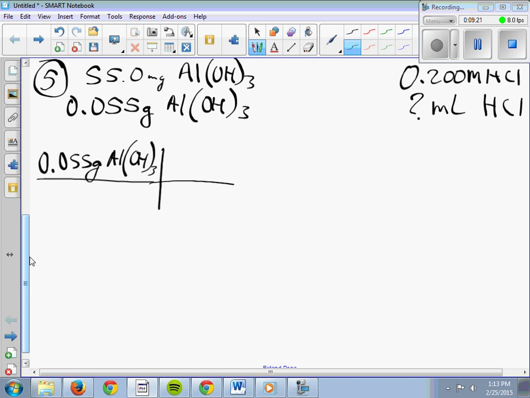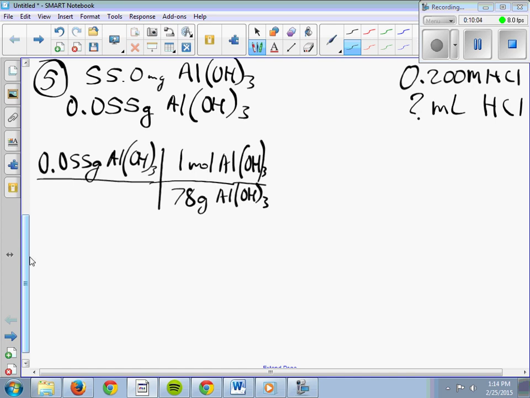So to figure out how many grams a mole of that stuff is, you take the mass of aluminum, 26.98, plus 3 oxygens, 16, 16, 16, plus 3 hydrogens, 1 and 1 and 1. And you get a mass of 78. So that means 78 grams of this stuff, AlOH3, which would be called what, by the way? Aluminum hydroxide, would be equal to 1 mole of aluminum hydroxide.